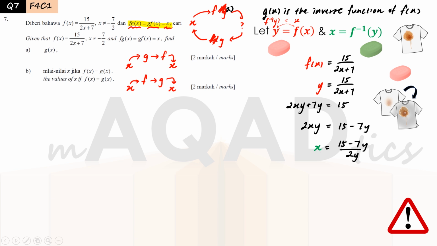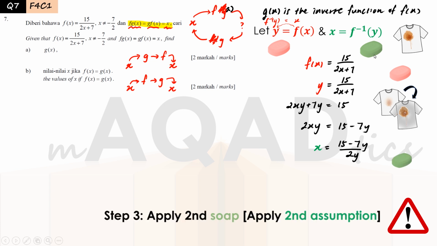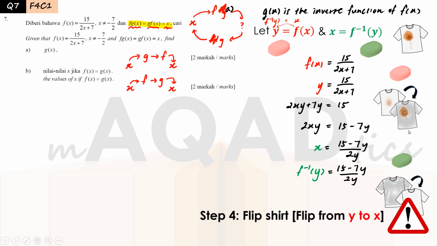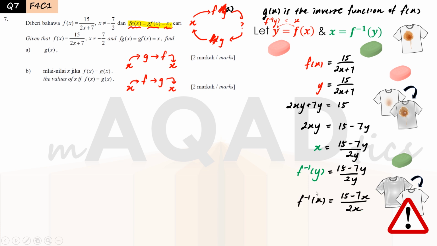Okay, so once we flip this shirt already, then we clean the inside of the shirt using the second soap. This means we use the second assumption here, which is x changed to f inverse of y. Okay, so once we clean the inside of the shirt already, then we can flip it back. So here we need to flip all the y's back to x. Okay, change all the y's to x. And this would be our inversed function.